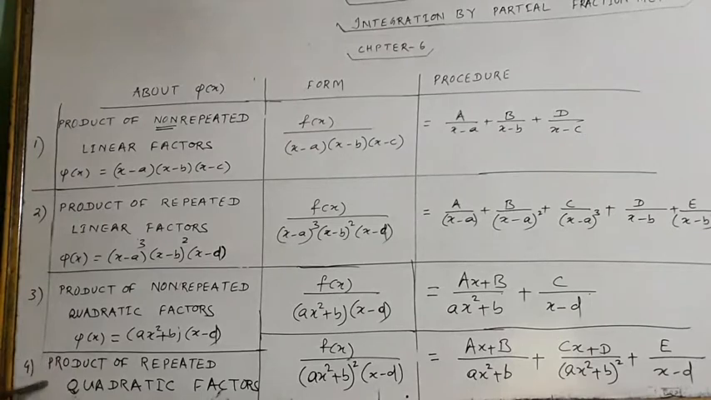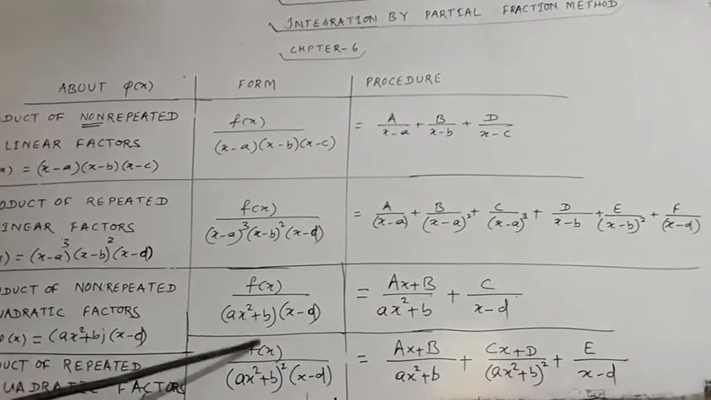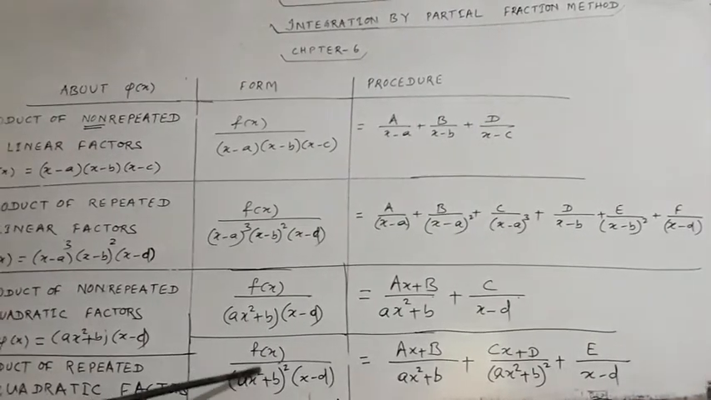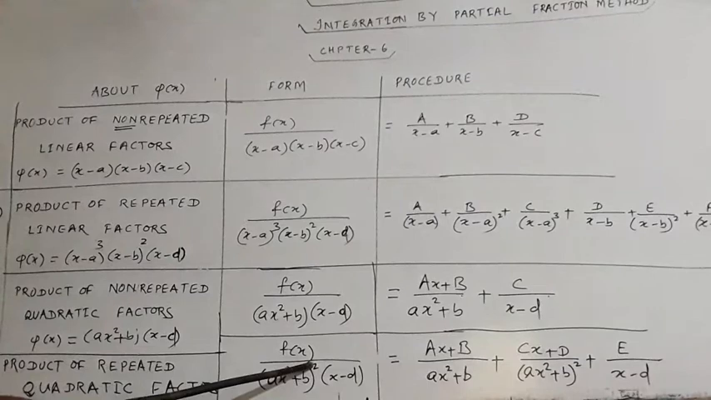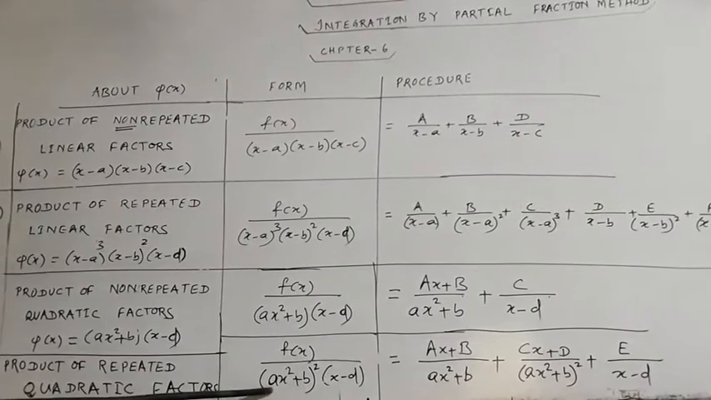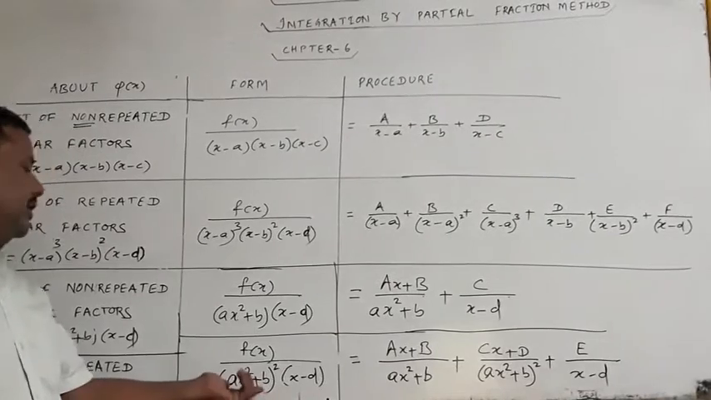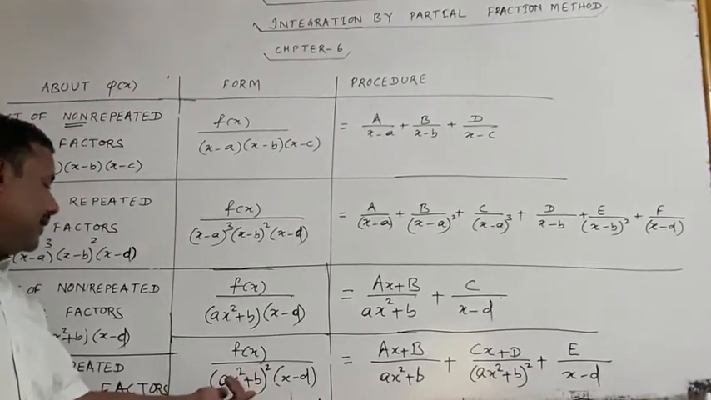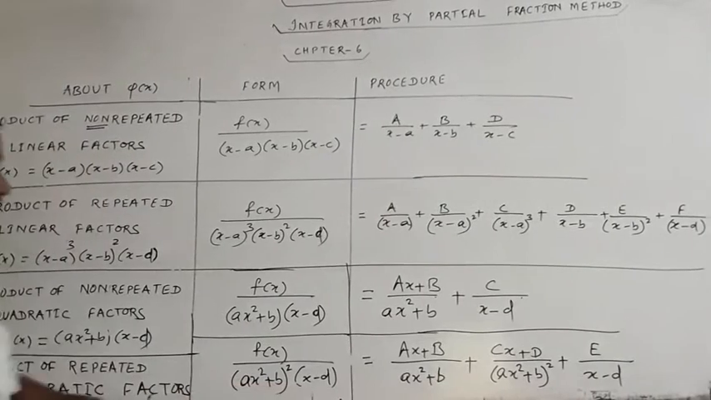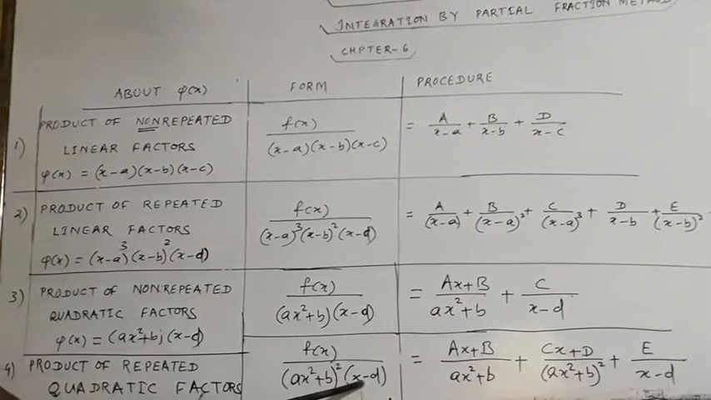This is the case for product of repeated quadratic factors. What is a repeated quadratic? Repeated quadratic means f(x) over (ax² + b) whole square, or whole cube, into (x − d). You will say, why linear, sir? No. Main importance is given to the factor which has more power, so I am taking importance on this term, not asking about those extra terms. This is (ax² + b)² into (x − d).